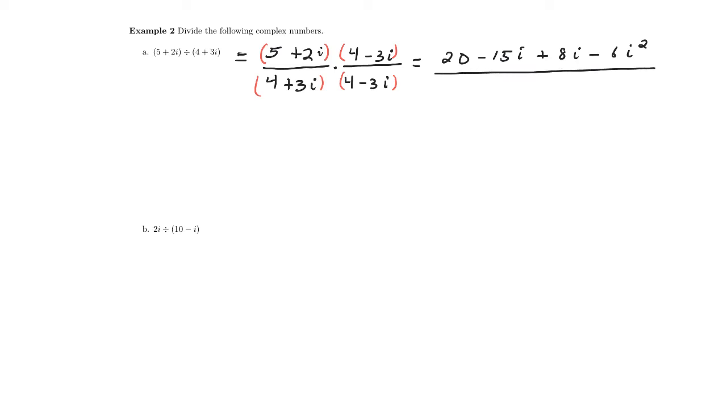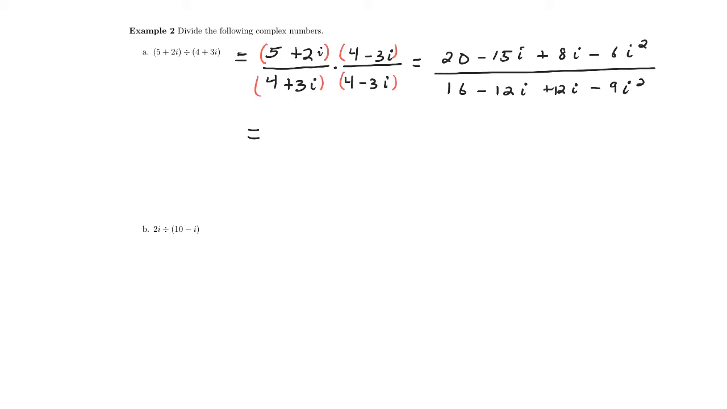For the denominator, if I distribute the 4, I get 16 minus 12i. And now if I distribute the 3i, I get plus 12i. But now I get minus 9i squared. The nice thing that happens here is in the denominator, the imaginary part completely cancels. So let's clean this up a little bit.